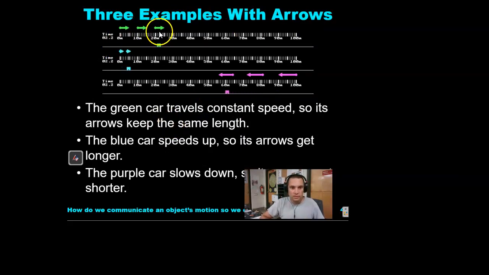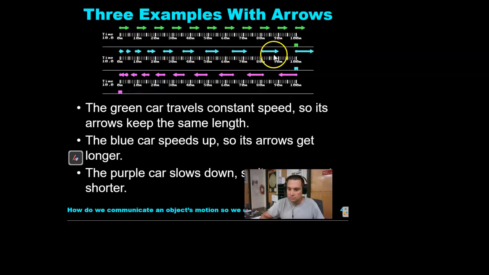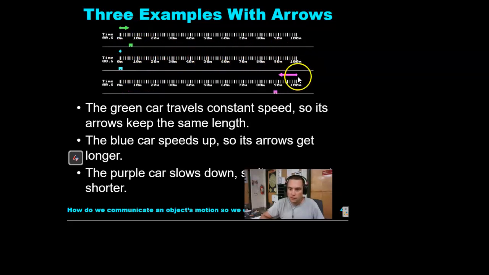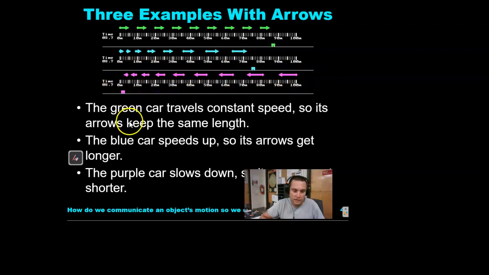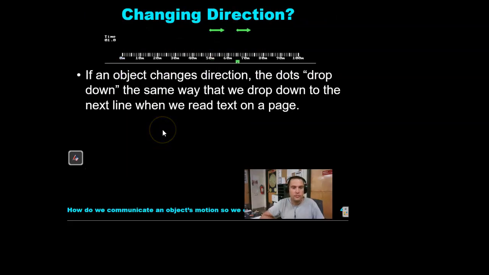Here we go. Constant velocity, green: all arrows are going to be the same. Blue started out with small arrows, and now they're increasing. Purple, pink, however you see this, we are slowing down, so we start out with a big left arrow, and then it's getting shorter. If an object changes direction, the dot drops down the same way that we drop down to the next line when we read text on a page.